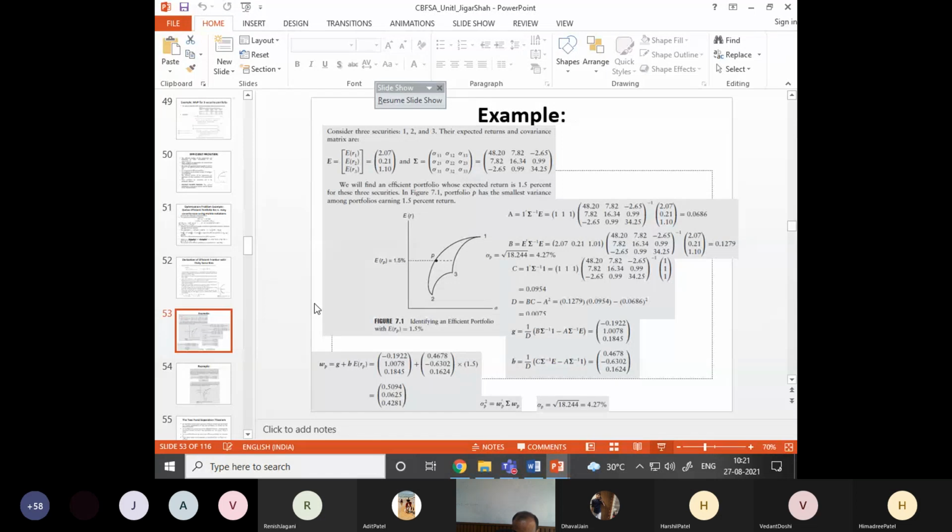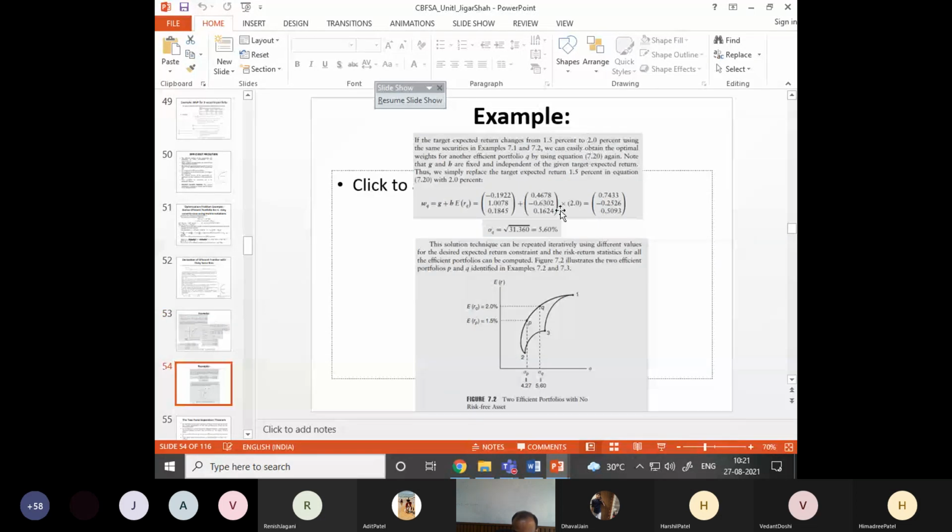Suppose my expected return will change. So that is now in the next example. In the next example, it is given that now my expectation is changed to 2%. So how much will the risk change? Is it linear? No. So now what will be the procedure? Now WP is only related to ERP. WP is linearly proportional to ERP. Sigma P is not, right?